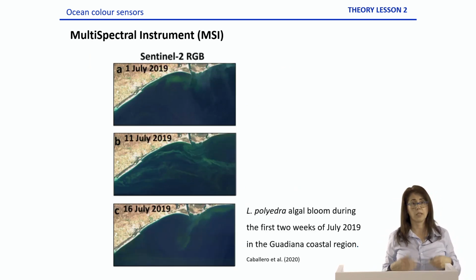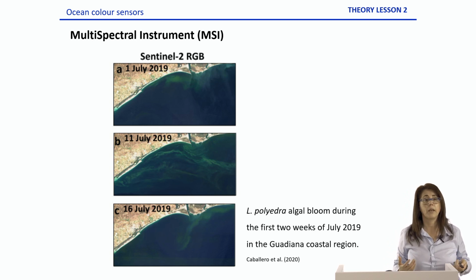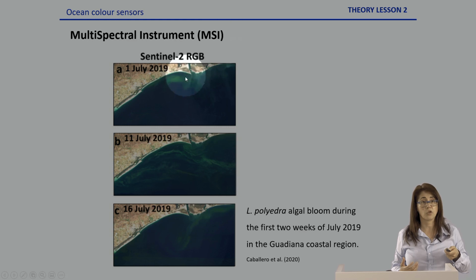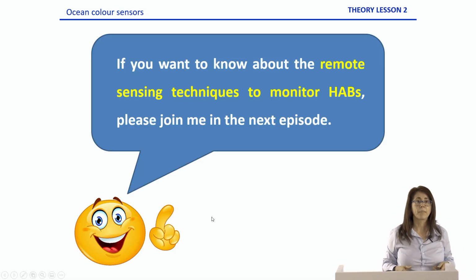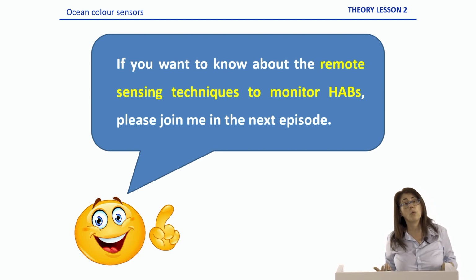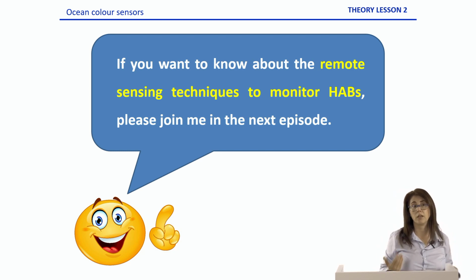Okay, this is just an example for you to see an algae bloom that was detected by this MSI sensor on board Sentinel-2, and we can actually see this discoloration of the water due to the algae bloom. So, if you want to know about the remote sensing techniques, specific techniques to monitor HABs, please join me in the next episode.